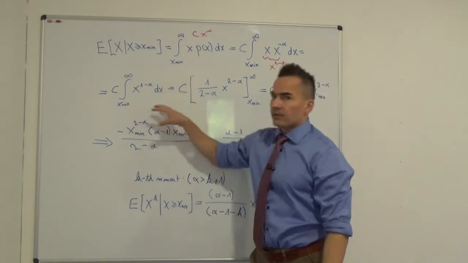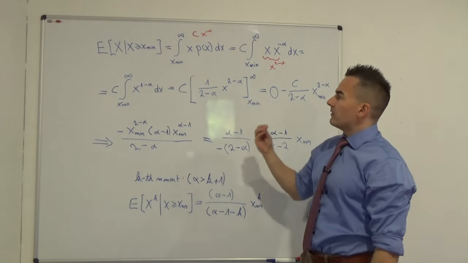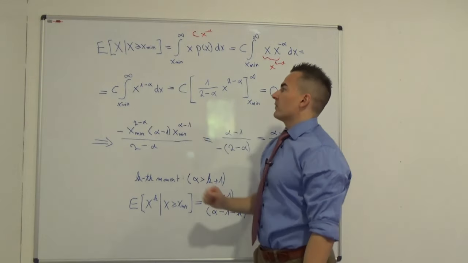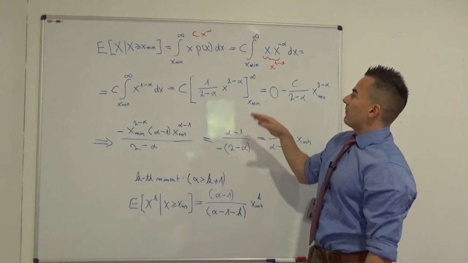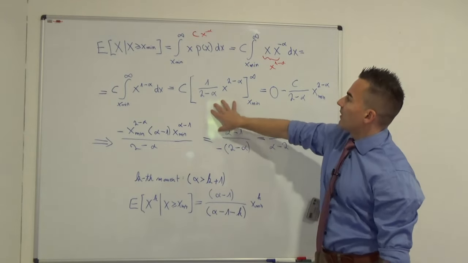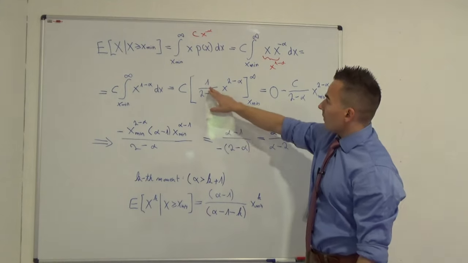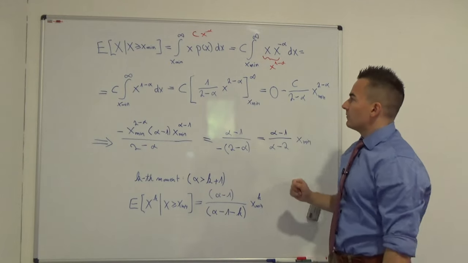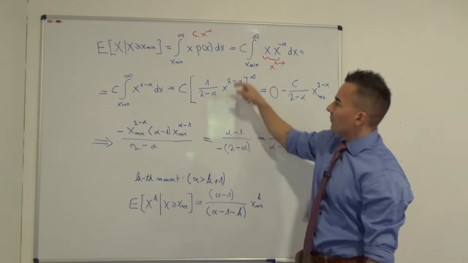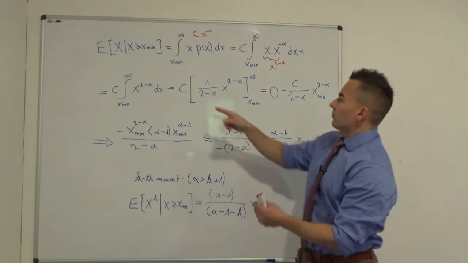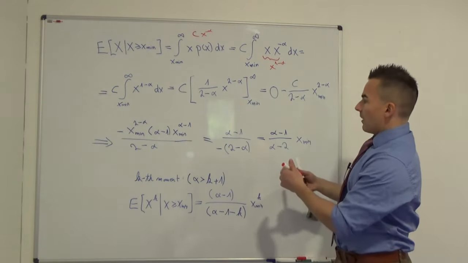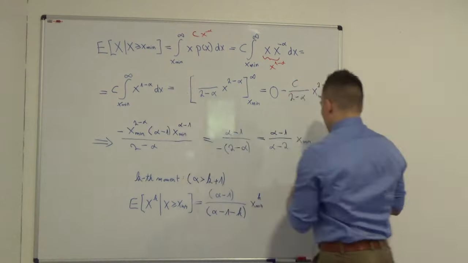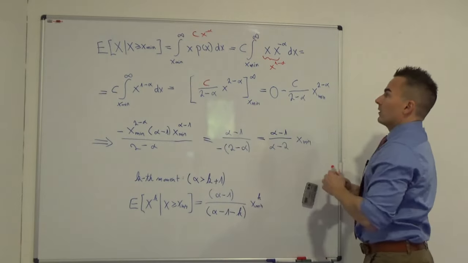And then again we have to ask ourselves, what is the function whose derivative is x to the power of 1 minus alpha? Obviously, this is 1 over 2 minus alpha times x to the power of 2 minus alpha. If we take the derivative of this function, we end up with this function here. And again, c is a constant term, so we can just move it back inside of the parentheses.